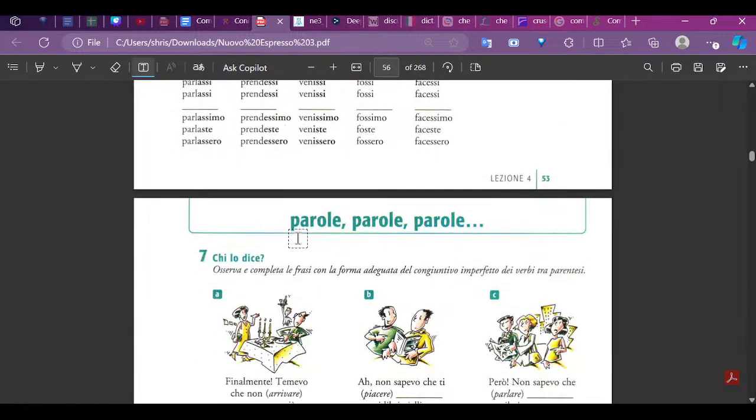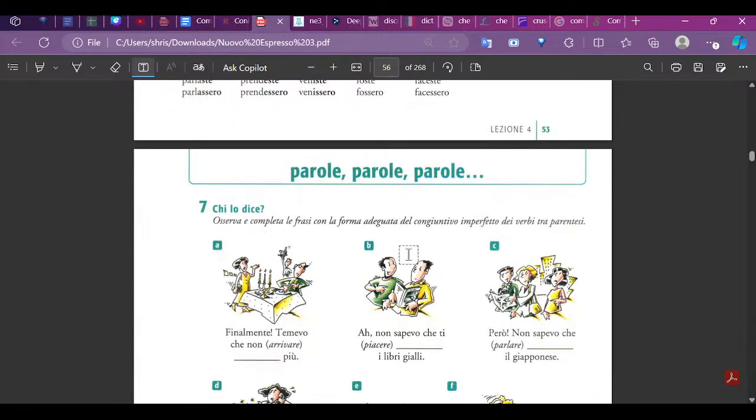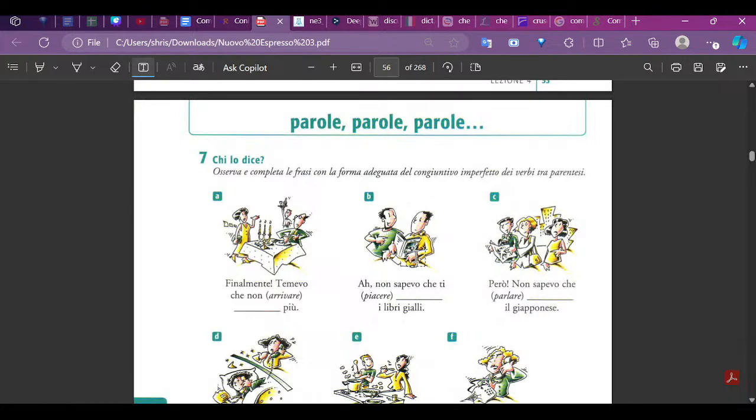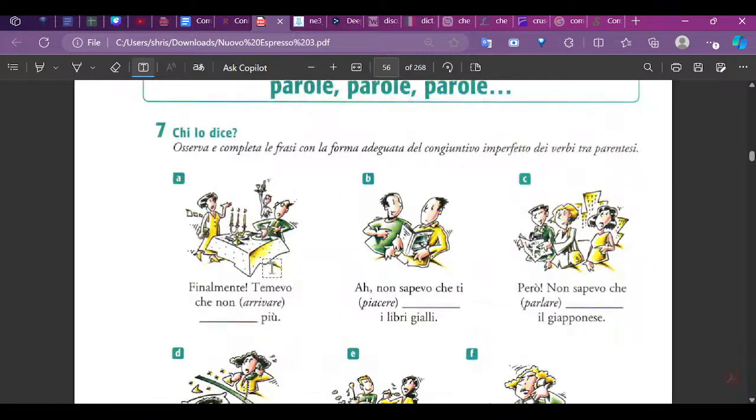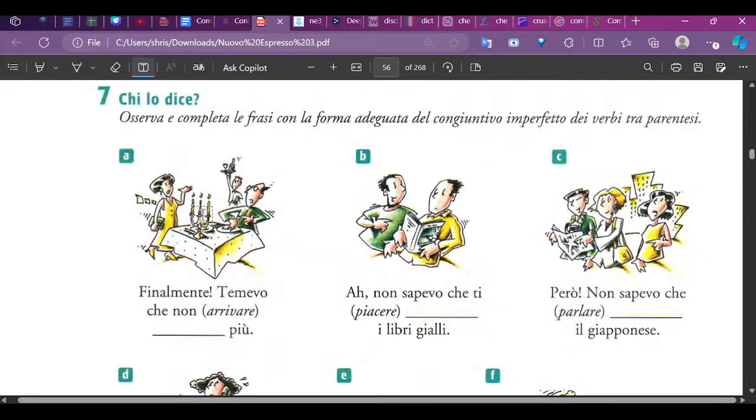Right, so that's that. Chi lo dice? Osserva e completa le frasi con la forma adeguata del congiuntivo imperfetto dei verbi tra parentesi. Okay. Finalmente, temevo che non blank più. Congiuntivo imperfetto. Imperfetto is the double S's. And here we have che non... so it's this man, it's just talking to one person.